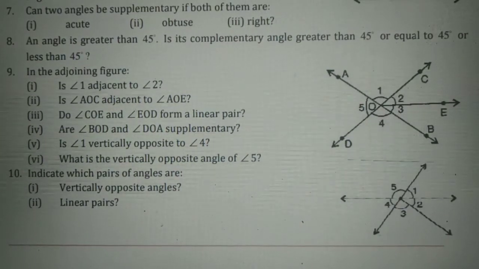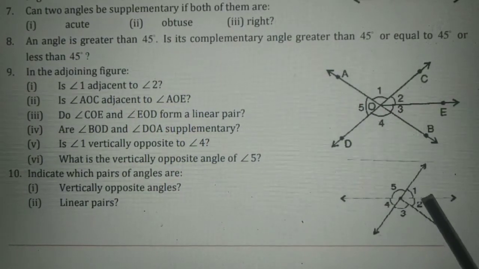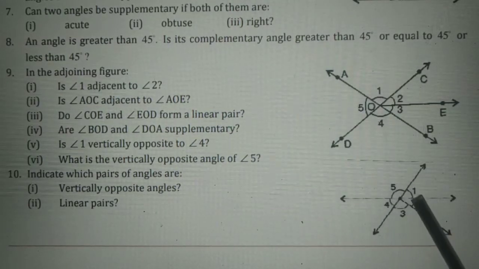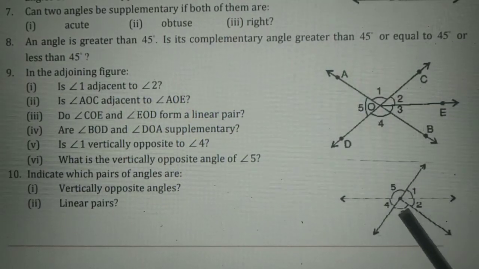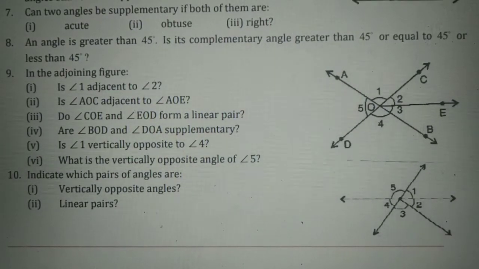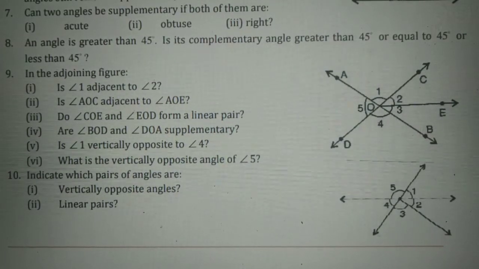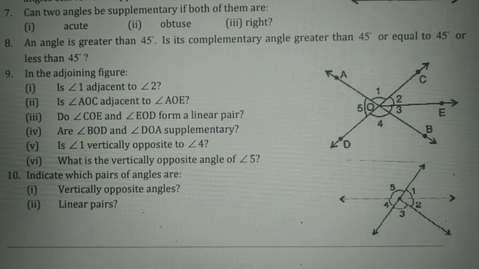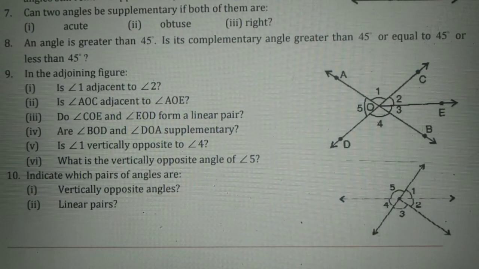Similarly, there is one more linear pair, that is 5 and 1. You can see this is a complete 180 degree angle with the center. There is a common arm between them. So 1 and 5 are also a linear pair. So in a linear pair, we have two angles which are adjacent as well as supplementary. Now let us see how we can write the solution.